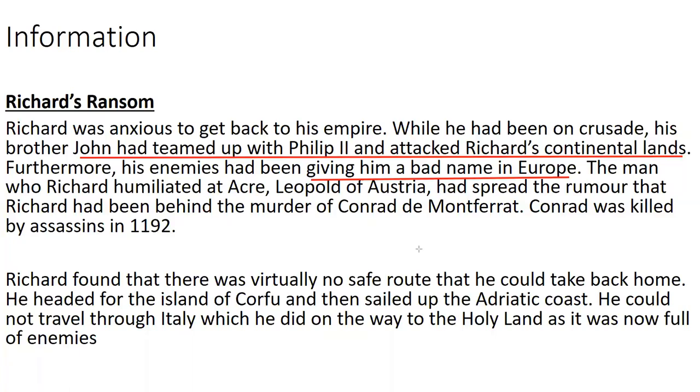Richard found there was virtually no safe route that he could take back home. He headed for the island of Corfu and then sailed up the Adriatic coast. He could not travel through Italy, which he did on the way to the Holy Land, as it was now full of enemies.